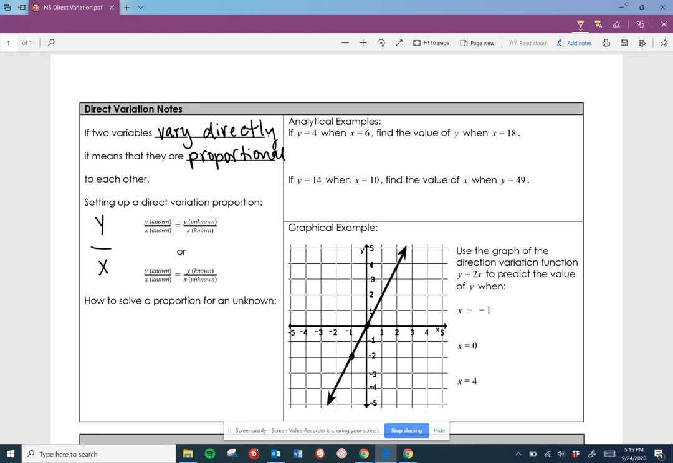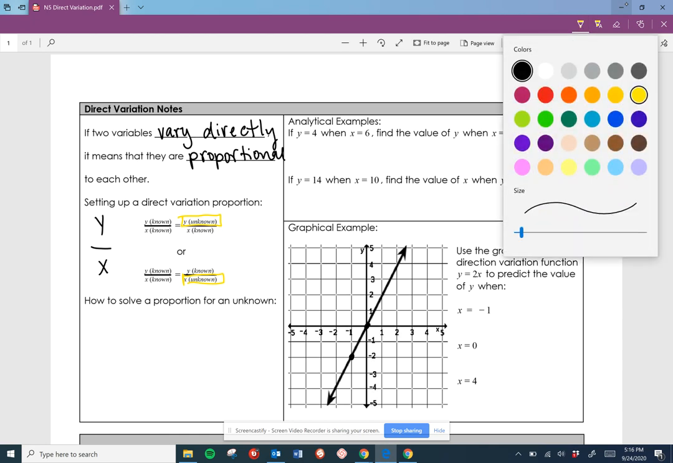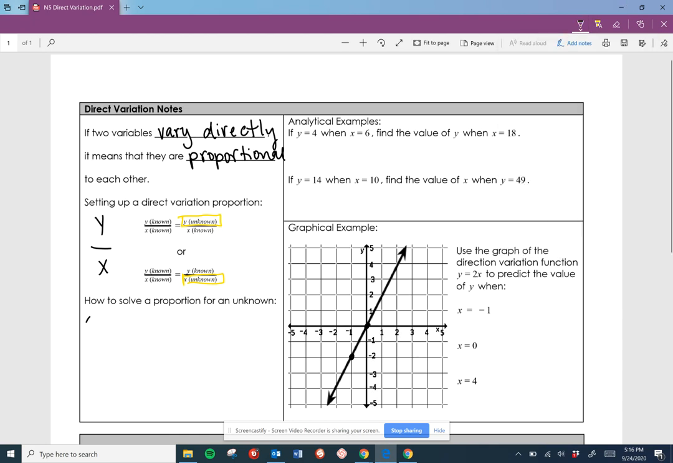Sometimes we will have an unknown y value, and that will go on the top of the second fraction. Sometimes we'll have an unknown x value, and that will go on the bottom. In order to solve a proportion, the first step is to cross multiply. And then the second step is to divide. Okay, and that will give us our answer.